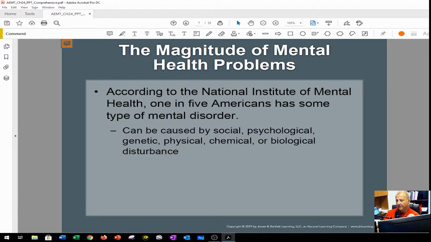A lot of the disease process can be caused by social, psychological, genetic factors. Depression sometimes has been, depending. Most studies show that depression and anxiety are genetic. There can be physical factors. There can be chemical or biological disturbances. There are many factors here that can lead somebody down the path of mental health issues.